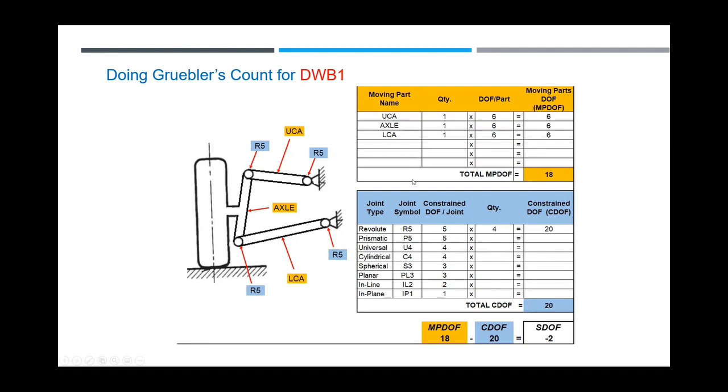Right now, they're basically 3 moving parts. You've got the upper control arm, the UCA, the axle, and the lower control arm, the LCA. So that's 3 moving parts. 3 times 6 is 18. Now let's look at the number of joints we have. We have 4 revolute joints, which is value 5, so 5 times 4 is 20. So 18 subtract 20 is -2. So -2 means it's binding. It's over constrained. If you use it continually, something's going to wear and some parts are going to break over time. So that's how you figure out whether it works or not, even though it's a false positive.